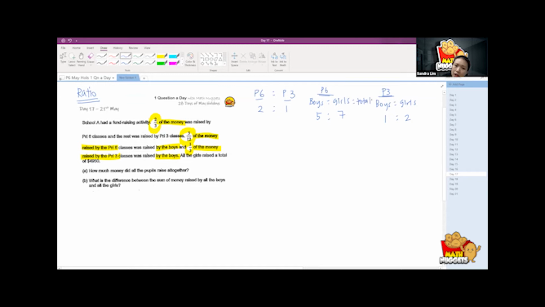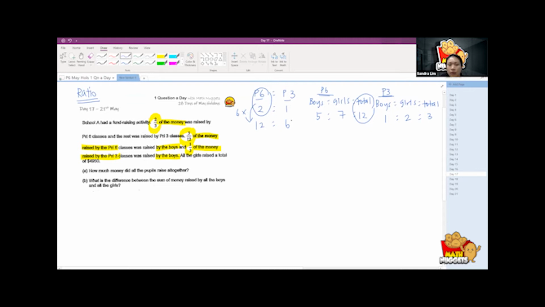Perhaps it would be easier if we add a total column. Total units of P6 would be 12. Total units of P3 would be 3. Easier to look now, right? To see this now, P6 total 12, P6 total 2. They have to be the same. So I multiply by 6 to make it 12 units. So 12 is to 6. So the P6 settled already.